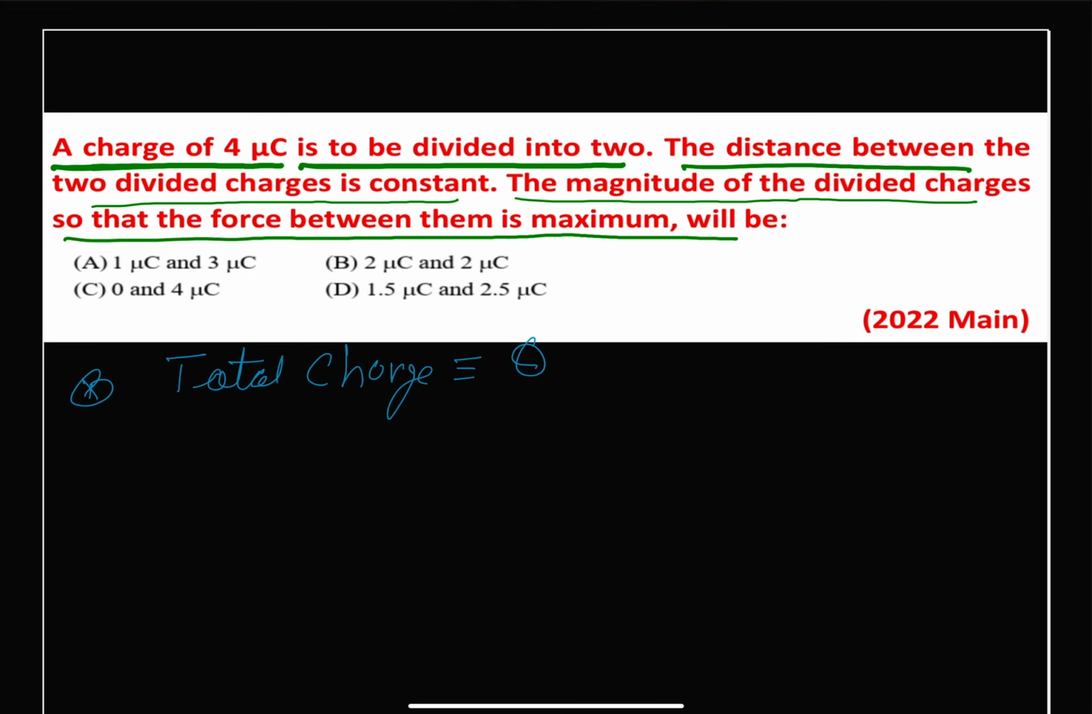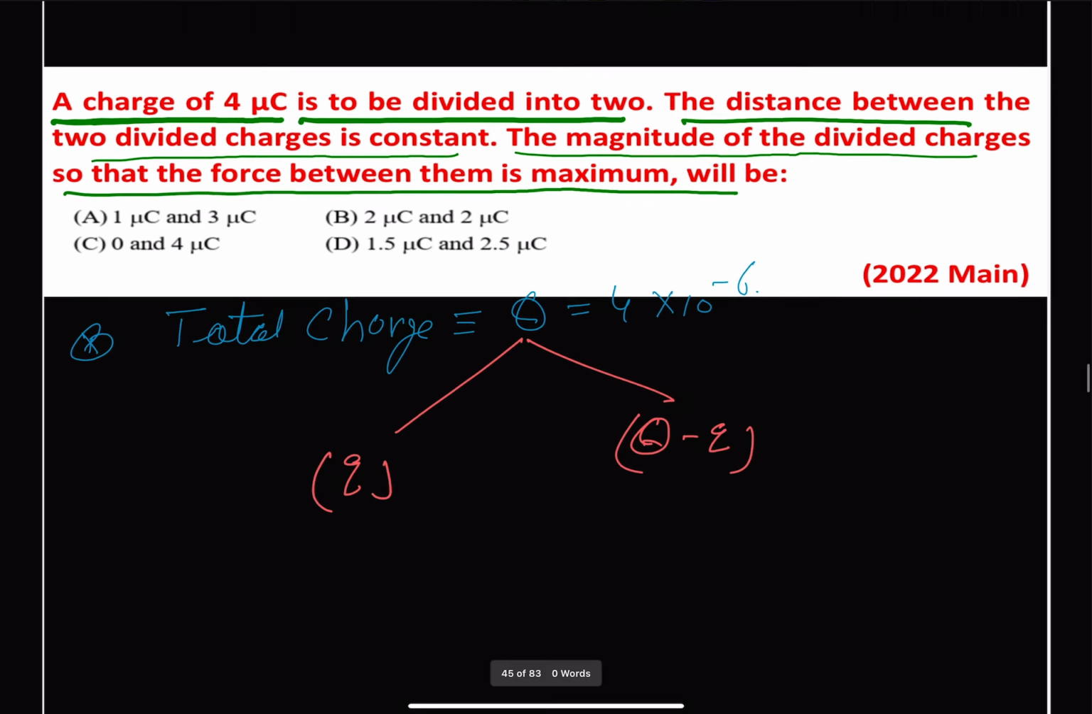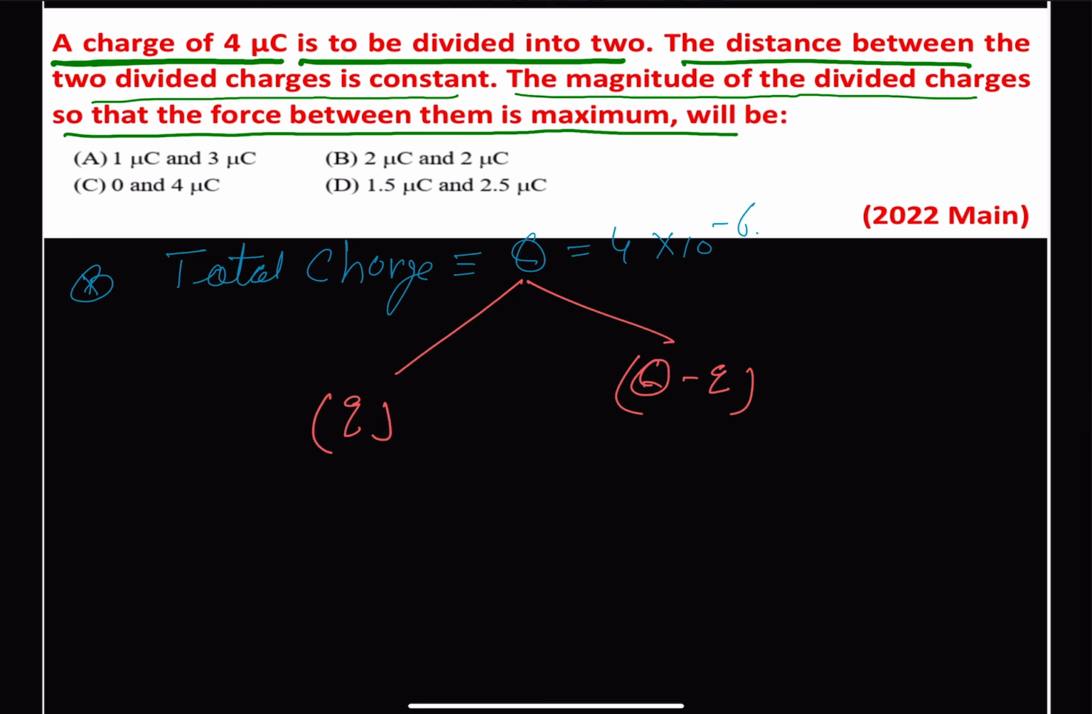let us suppose that is our capital Q, and this is our 4 into 10 to the power minus 6, and it is divided into two parts. First part is our q. Obviously second part will be coming as Q minus small q, and the distance between them is constant. Suppose r is the distance between the two. So we have to find out the value of small q, because capital Q we know, we can just find out the other part also, such that the force becomes maximum.